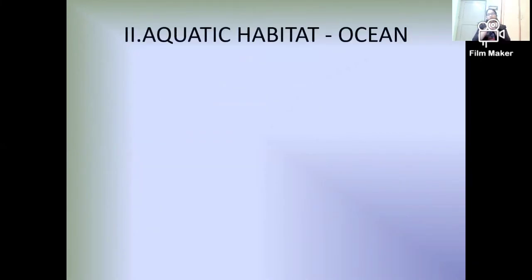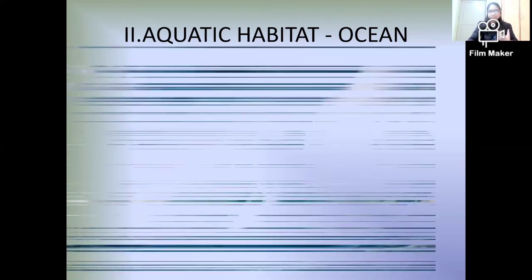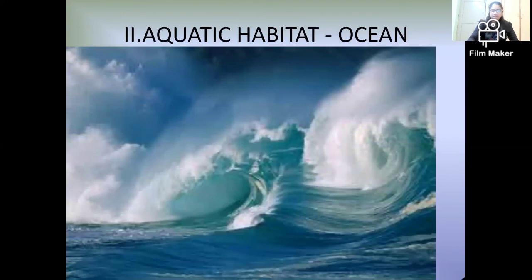Now let's learn about the second one. We have learned about the terrestrial habitats. In that we have learned 3 habitats: the desert, mountain region and grasslands. Now we're going to learn about aquatic habitat. The first aquatic habitat we're going to learn about is the oceans. So that's the friendly ocean, which sometimes becomes very dangerous.